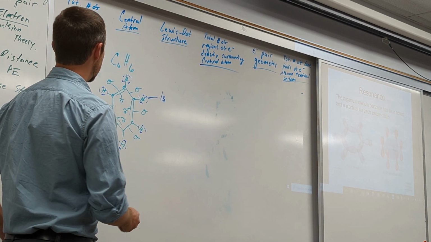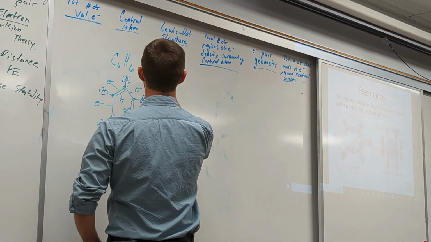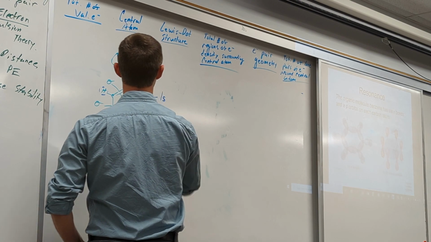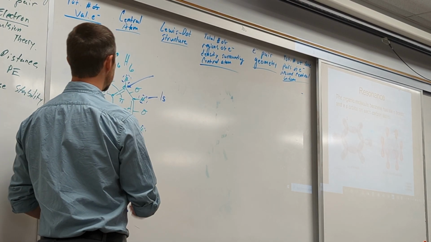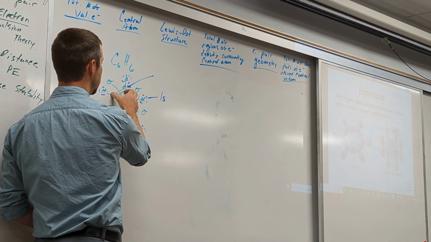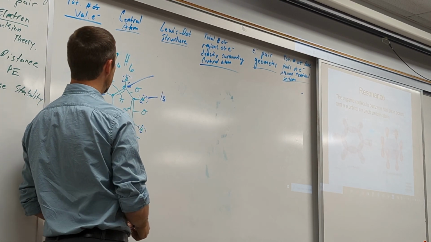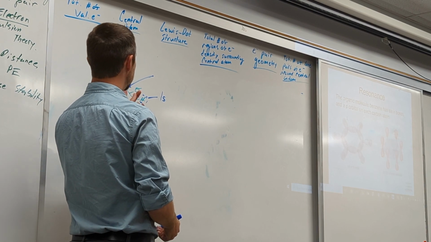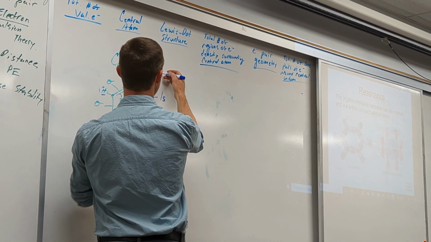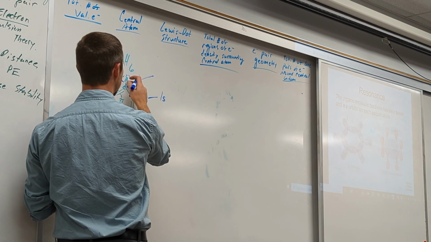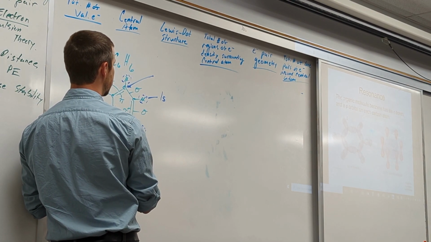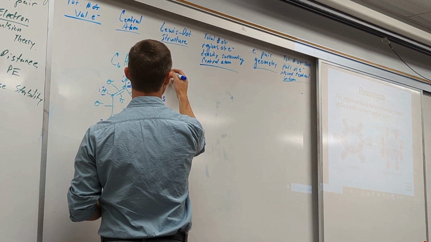Okay, now we need to look at the electron pair geometry at this particular carbon. How many regions of electron density surrounding that carbon? 1, 2, 3. That double bond counts as one region. So what's the hybridization of this carbon? Is that trigonal planar, tetrahedral, or linear? That's trigonal planar, so that's sp2 hybridized.